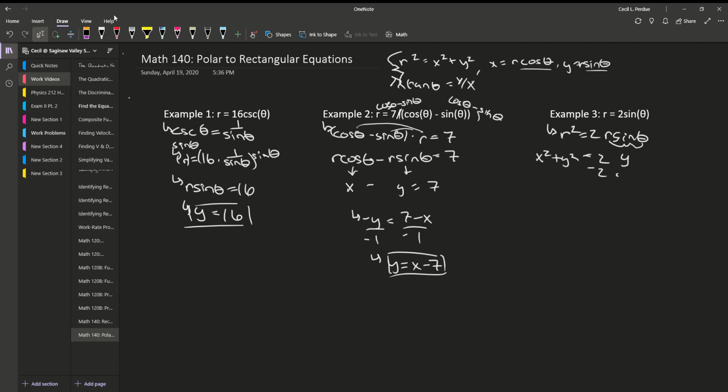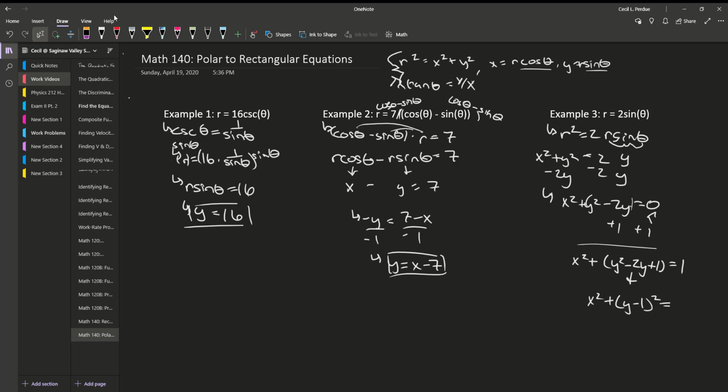If we subtract 2y from both sides, then we're going to have x squared plus y squared minus 2y is equal to 0. What we're going to need to do here is to try and complete the square. In order to complete the square, we're going to have to add 1 to both sides, and so we're going to get x squared plus y squared minus 2y plus 1 is equal to 1. If we pull the square out of y squared minus 2y plus 1, then we're going to have x squared plus y minus 1 squared is equal to 1.